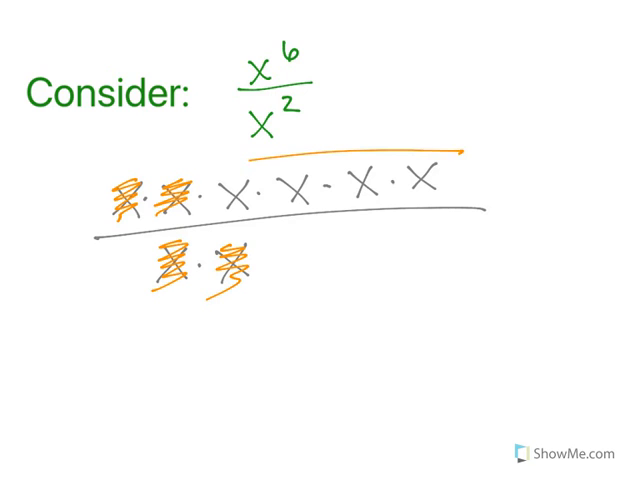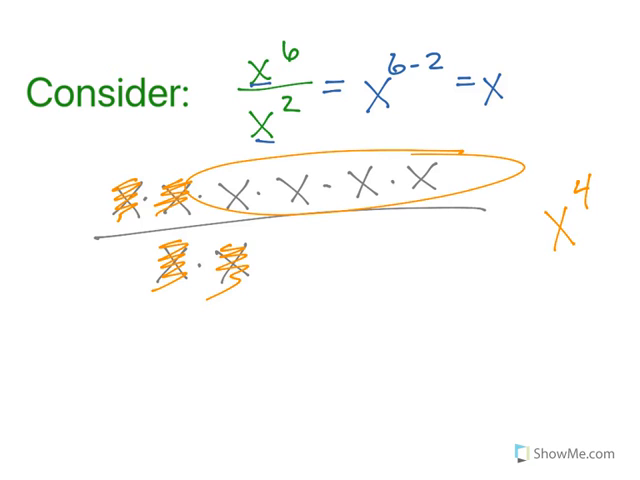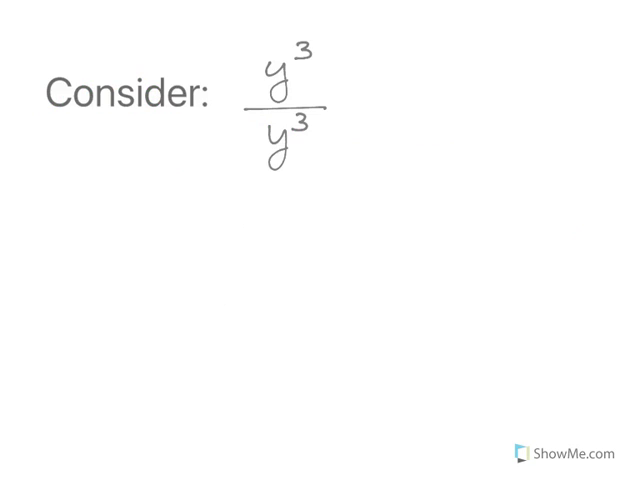So you'll notice what we have left are 4 x's in the numerator, so that would be x to the 4th. And if we make the connection to what we started with, x to the 6th over x squared, we have left x to the 4th. So looking at the mathematics of that, if we look at the same base, keep that, subtract our exponents, 6 minus 2 is 4, and thus the quotient property of exponents.